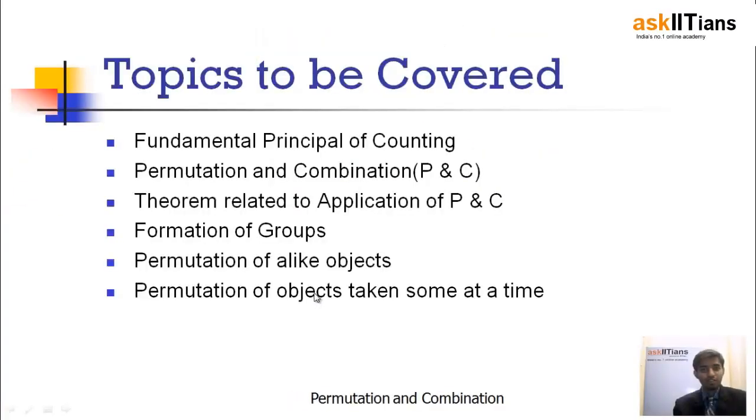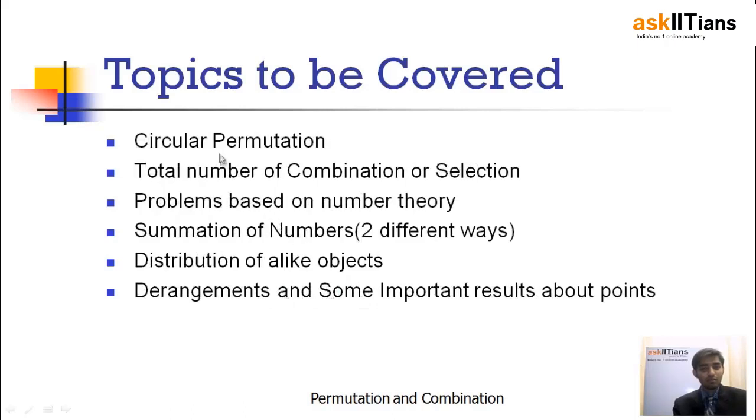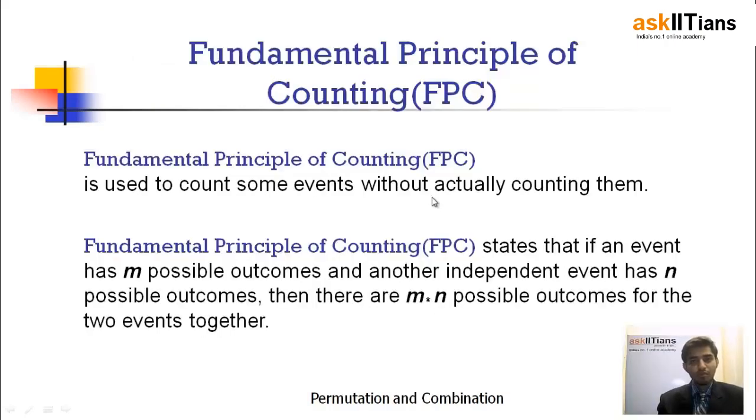Important topics to be covered under this chapter will be fundamental principle of counting. We will see permutations and combination, the basic definition, theorems related to application of PNC, formation of groups, permutation of alike objects, and also we will see permutation of objects taken some at a time. And then we will cover circular permutations. We will see total number of combinations or selections, problems based on number theory. We will see summation of number by two different ways, distribution of alike objects, and also dearrangement and some important results about points.